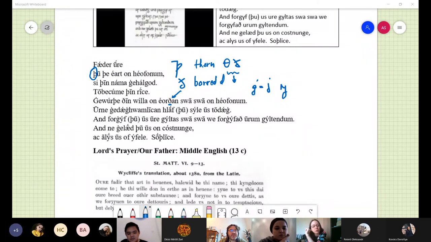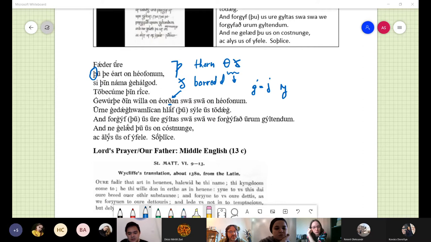Okay. For youth, forgive, interesting. Okay, thu is you, us is us, ure is blah, blah, blah. What is the word gult? This word is not, I'm sorry, this word is around. Which one is it? Guilt, meaning, right, trespass, guilt. Okay. Right, of course, that's swa for youth.